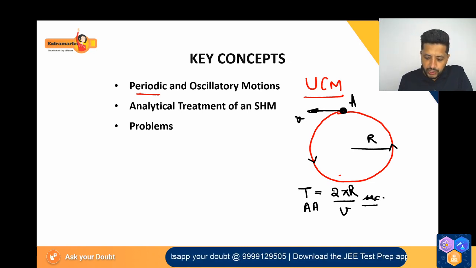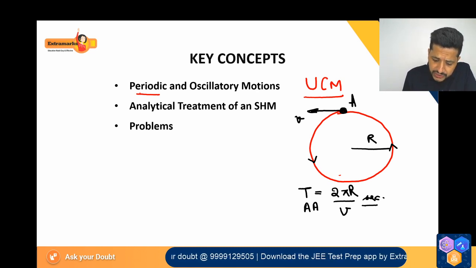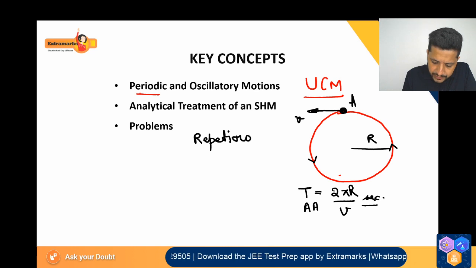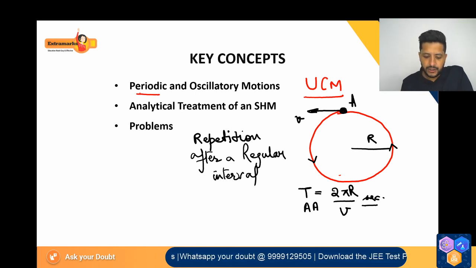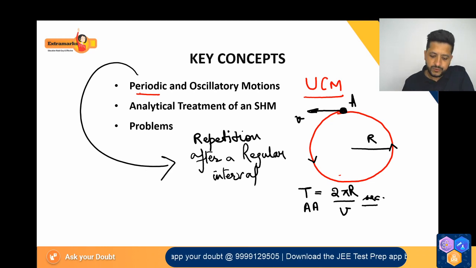So for example, in this uniform circular motion, what we see is repetition after a regular interval. This is for periodic motion.